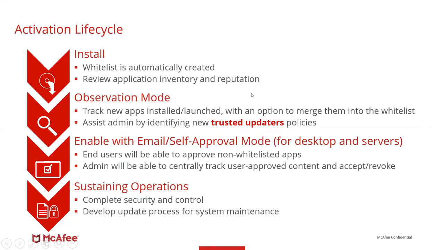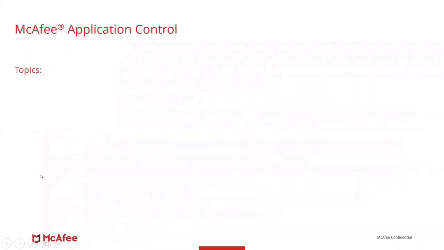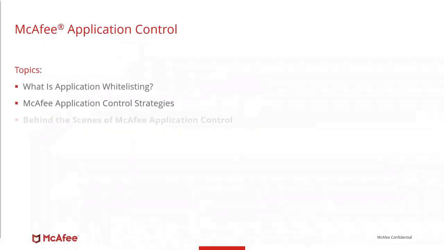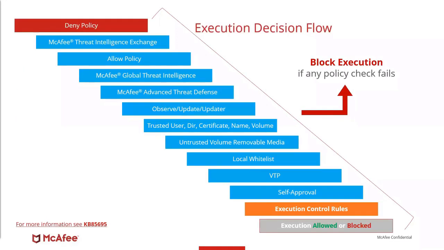as a best practice. All right, so we're gonna kind of get back into the behind the scenes of app control. So this slide here is going to talk about how we do our execution decision flow. So we can see that the deny policy is going to be the main thing. So if you deny a hash, a name, a check, then it's going to take ultimate precedence.